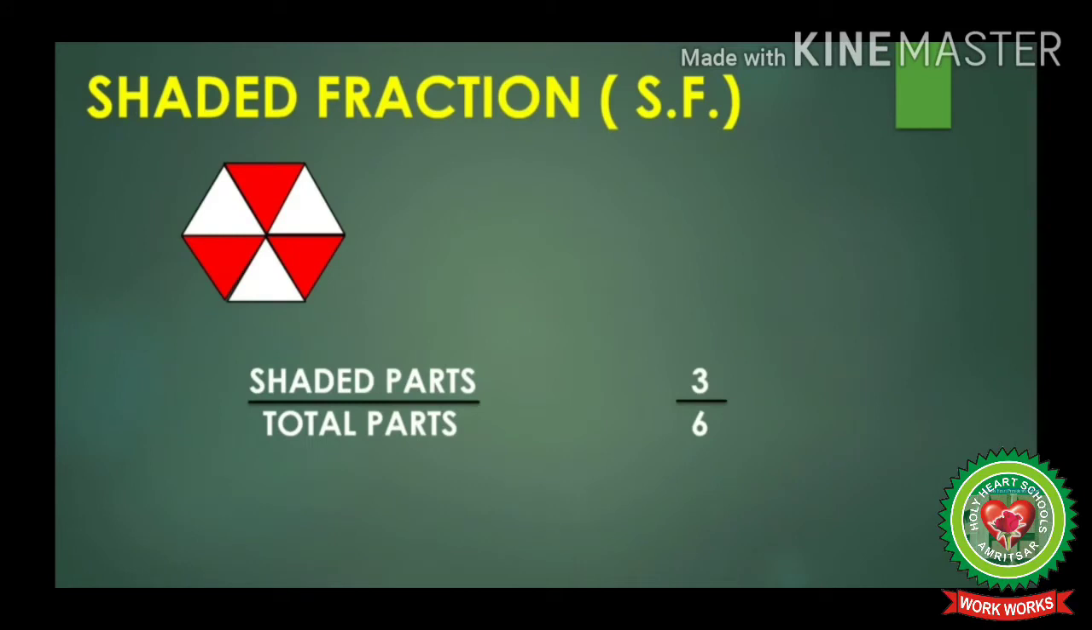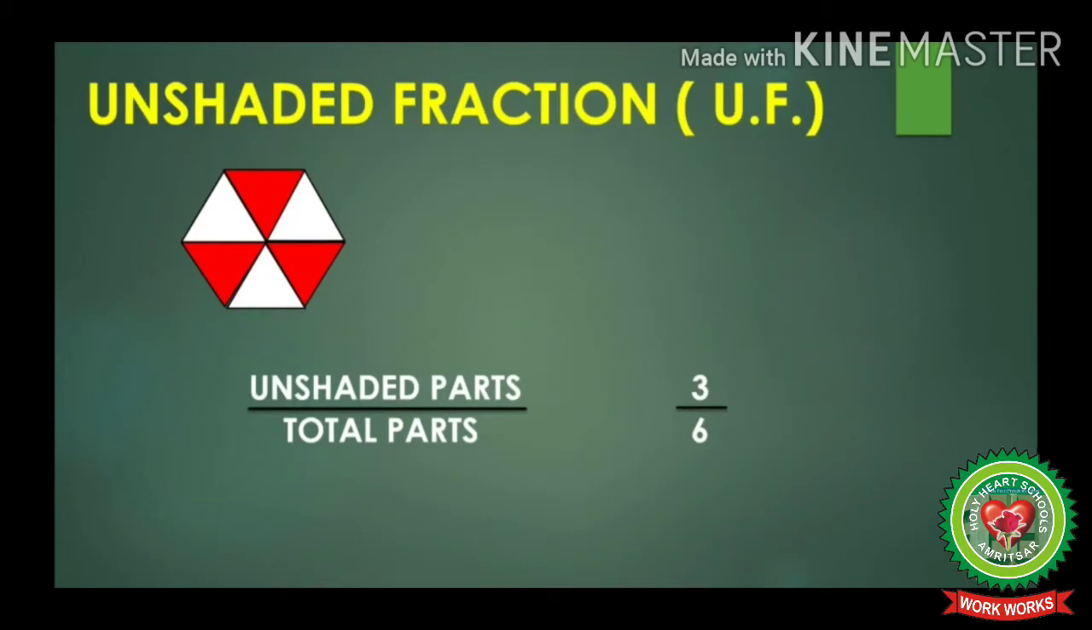Now comes the next figure, in which we had a total of 6 triangles, in which 3 are shaded red and the rest are white. So again shaded part upon total parts. So we will write it as 3 upon 6. And for unshaded fraction, children, here also shaded and unshaded parts are the same. 3 are shaded and 3 are unshaded. So unshaded fraction will also be the same, 3 upon 6.